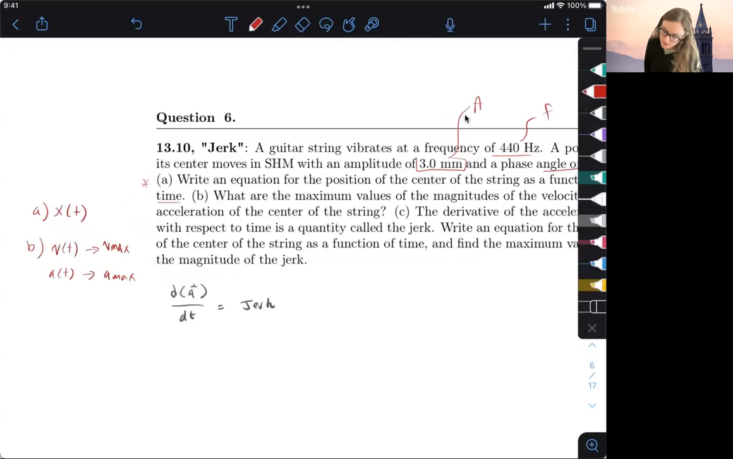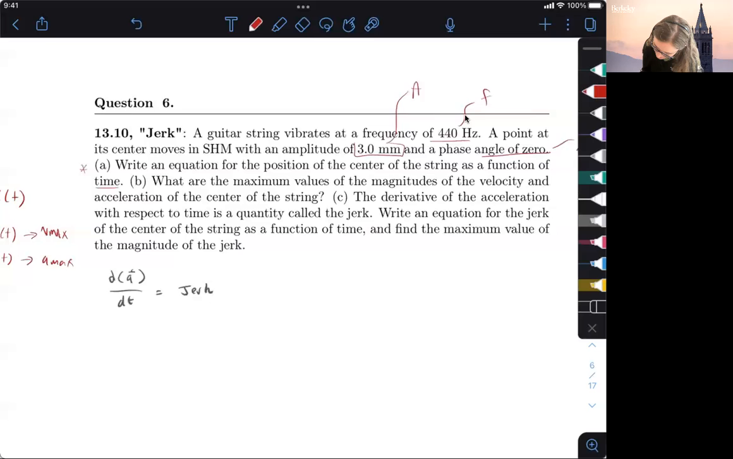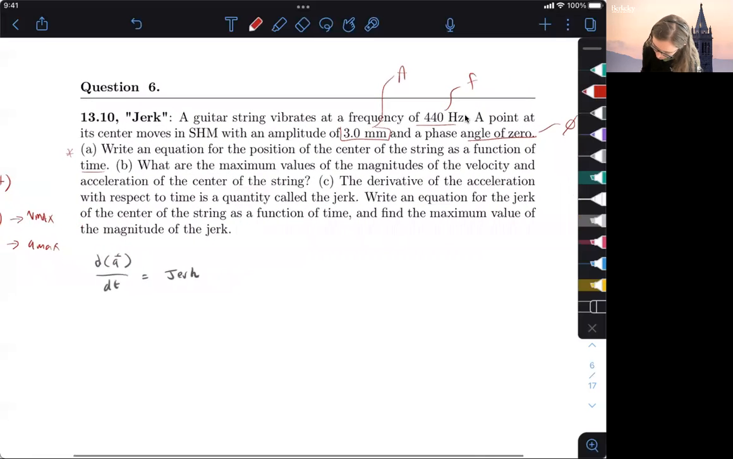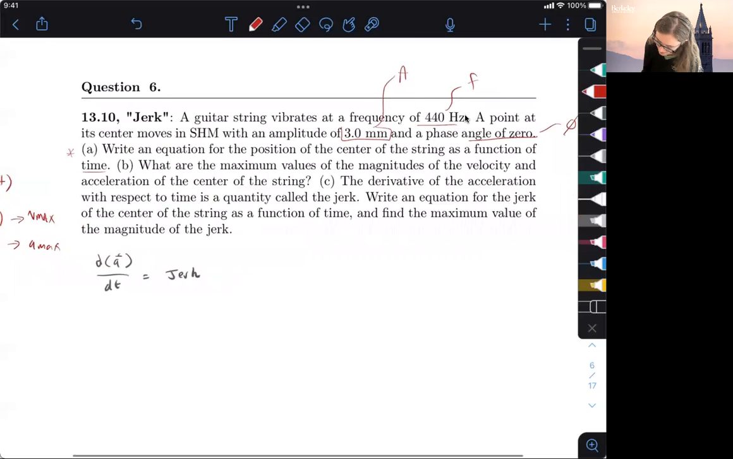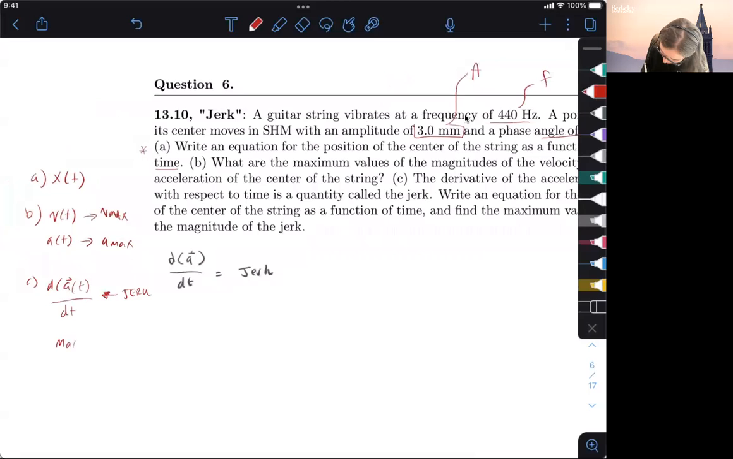Okay, a max. Cool. Then I want to find the derivative of acceleration with respect to time, which is the quantity called jerk, and then write an equation for it at the center of the string as a function of time, and then find the maximum value. So for C, we're going to find da of t with respect to t. So this is jerk. And then we want to find max jerk. Okay, so let's start with A.